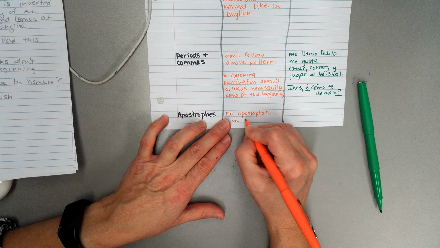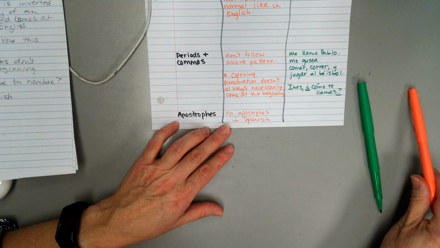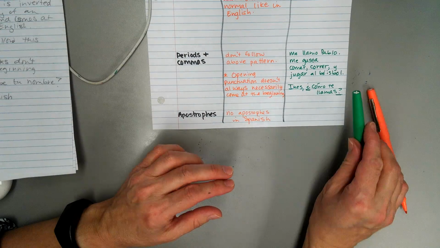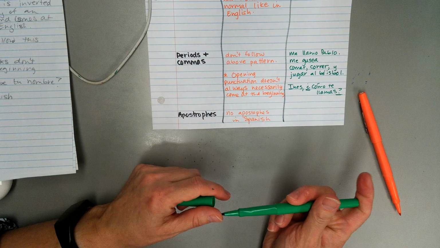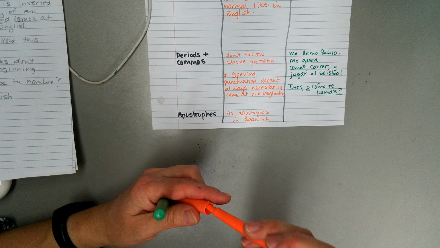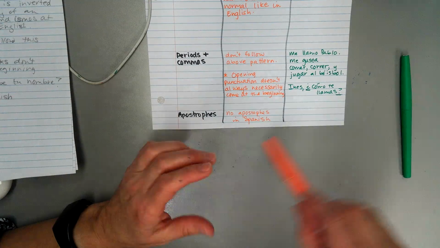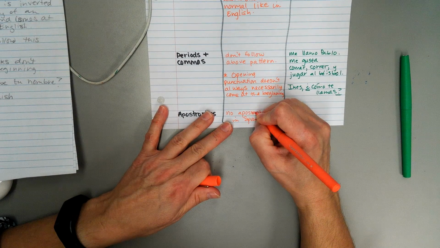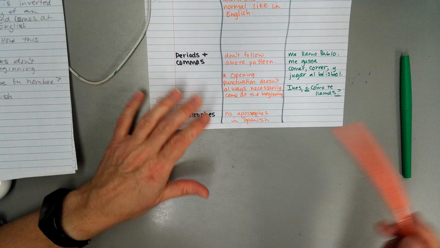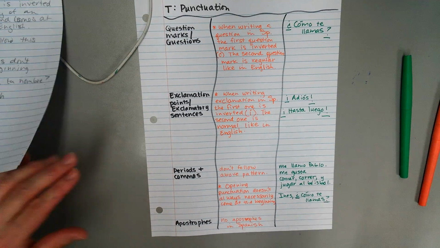Apostrophes, we don't have apostrophes in Spanish. So no apostrophes in Spanish. So we don't have to worry about those. We'll learn more about, we have a couple of contractions, and when you say something belongs to somebody, like Christina's car, we say it a little bit different in Spanish. Just for you to know, there are no apostrophes in Español.